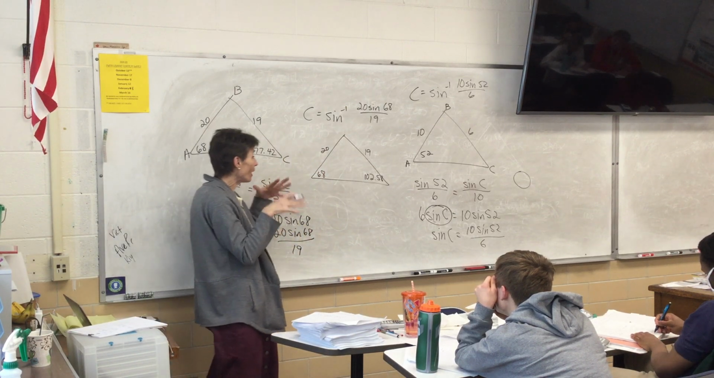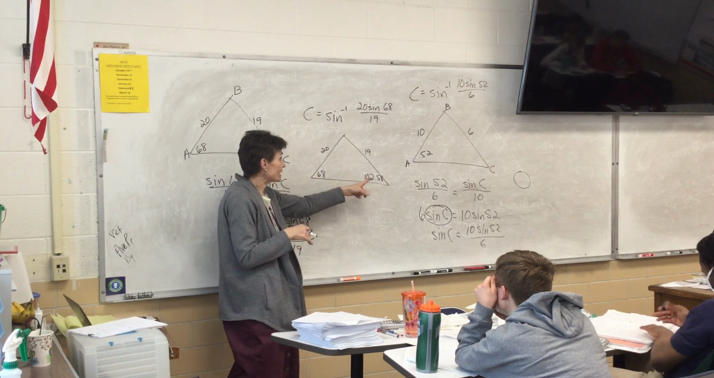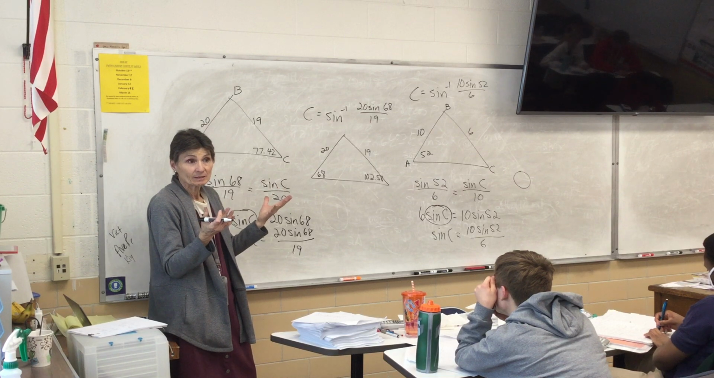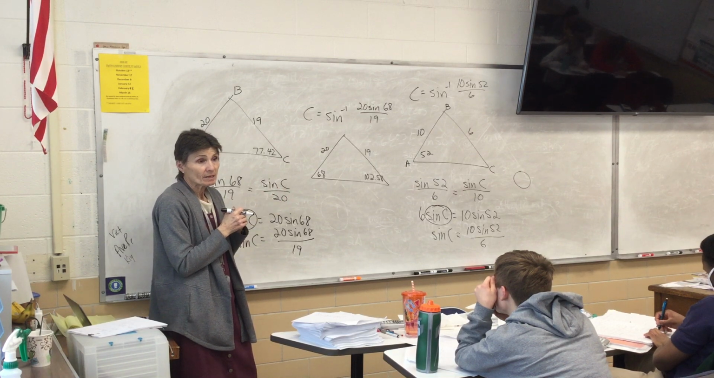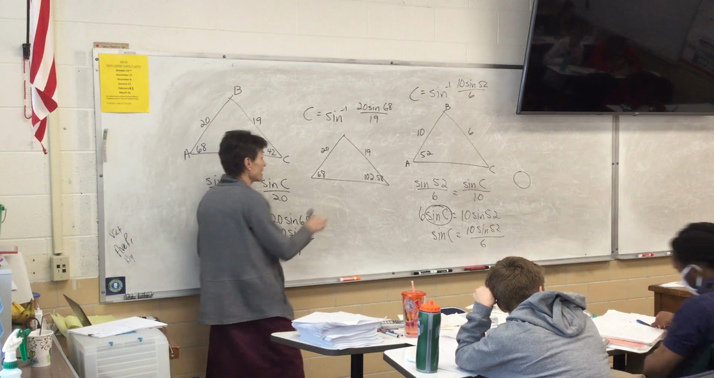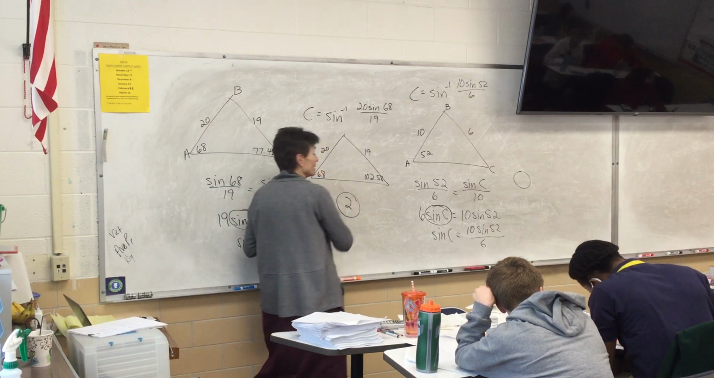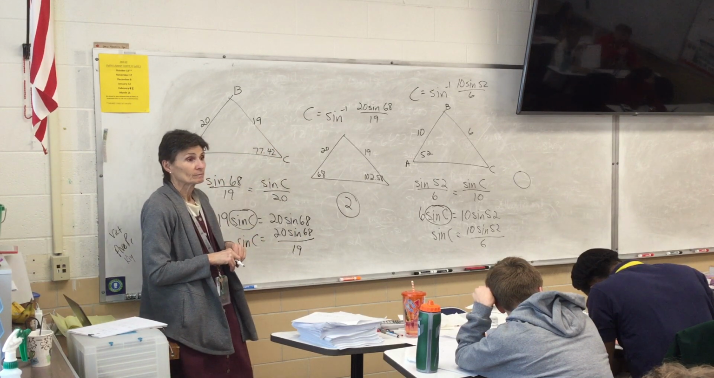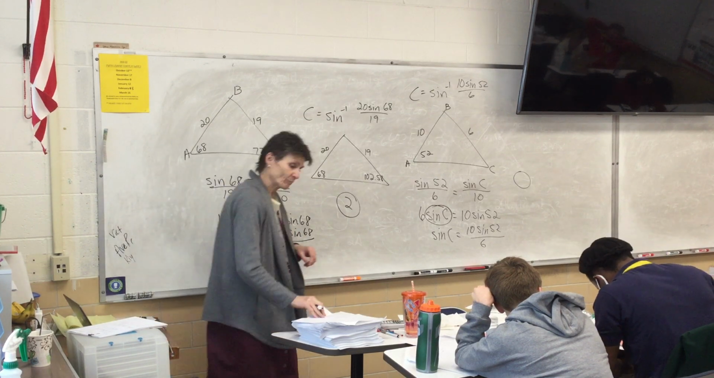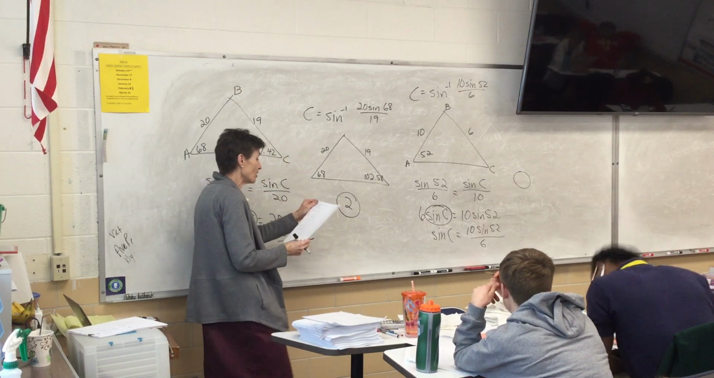Is it possible to have a 68 and a 102? Yes, because that only makes 170, which is okay. So how many triangles are possible? Two. The one with the 77 and the one with the 102. All right, what's on the next page?